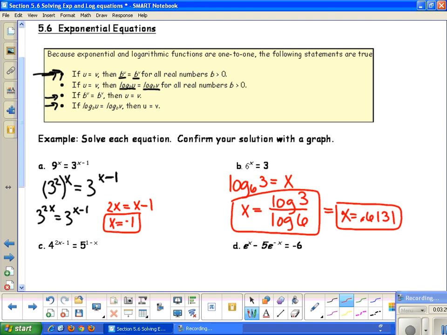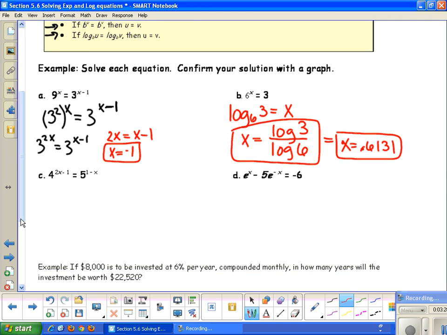So let's go to C here. For C, again, I cannot make 4 into base 5 ever. Since I can never make 4 into base 5, I'm going to have to use logarithms to help me solve this. Because I have exponents on both sides of my equation, unlike the problem I just did for B, where we only had the one exponent, I'm going to have to take the log of both sides, or you can also use the natural log. It won't change the equation. You'll get the same answer in the end.